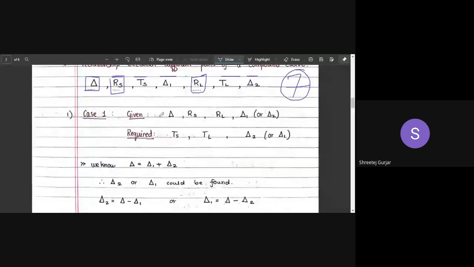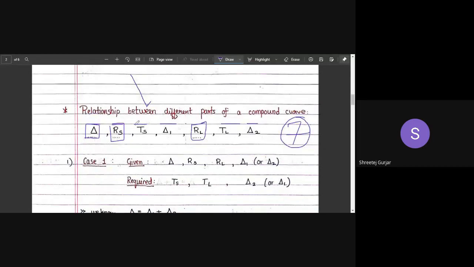Now, depending upon which one more data they give you, I have told you they have to give you four data. Three data will already be with us. Now, depending upon what they provide us, whether they provide us TS or delta 1, TL or delta 2, depending upon that, we will be calculating the remaining three.